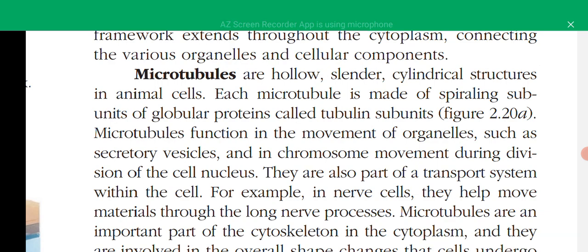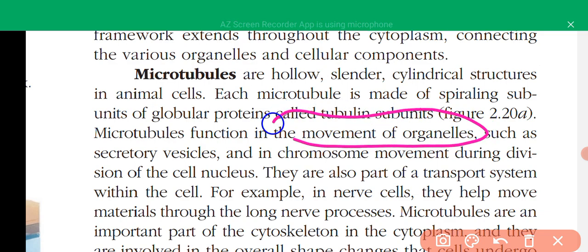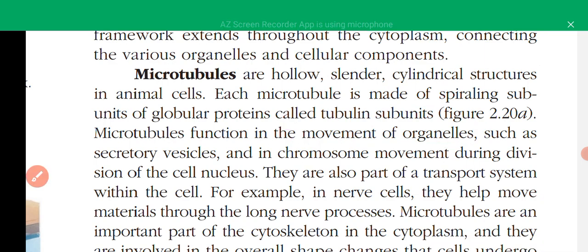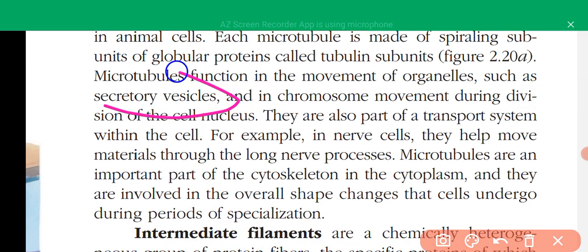What is the function of the microtubules? They help in movement of the organelles inside the cell. Organelles are moving and moving inside the cell because of microtubules. Then there is the movement of secretory vesicles, like exocytosis and endocytosis. Secretory vesicles move from the endoplasmic reticulum to the Golgi apparatus, and from the Golgi apparatus to the outside of the cell. All this is possible because of the secretory vesicles, and secretory vesicles are moved because of the microtubules.